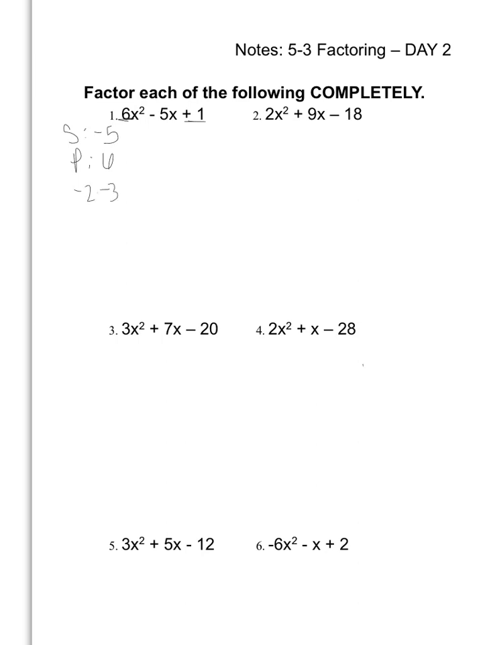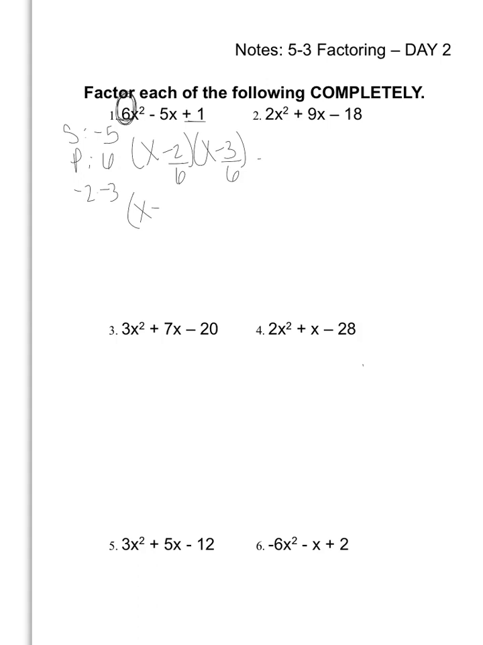So we would have x minus 2 and x minus 3. Okay, so notice when we multiply those together, it doesn't equal 6x squared minus 5x plus 1. So if the number in front of x squared, which is your coefficient, is something other than 1, you're going to use the swing method. So we're going to divide each one of those numbers that we just found by that leading coefficient, which is 6. And then we're going to reduce the fractions.